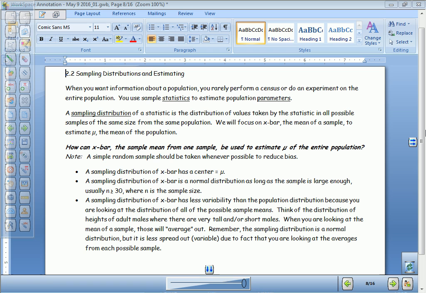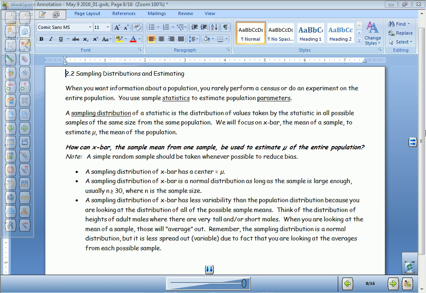Now, if you think back at our cornfield activity that we did before, we did different types of sampling methods, and we, as groups, found sample means, and then we found the means of those means. We did data with our means. That's what we're looking at here. With a sampling distribution of a statistic, it's the distribution of values taken by the statistic in all possible samples of the same size from the same population.